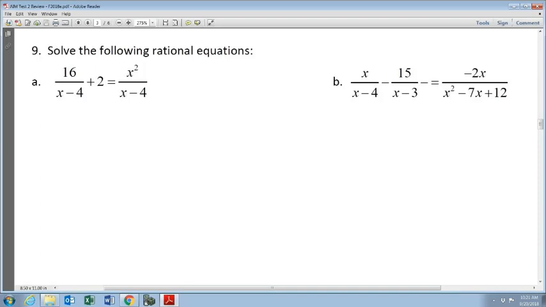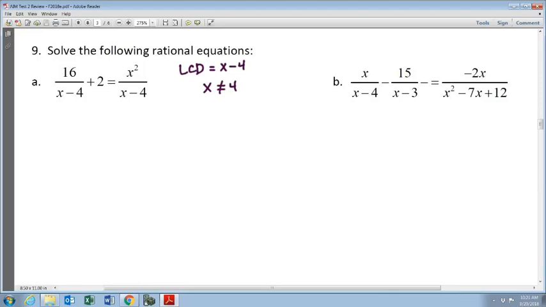Number 9, we've got 2 problems here, 2 rational equations to solve. So we want to find the LCD here first, and there's only one denominator, so that's going to be our LCD. Notice our restricted value, the value that would cause our denominator to be 0, that would be 4, because 4 minus 4 would be 0. And so 4 is a restricted value.